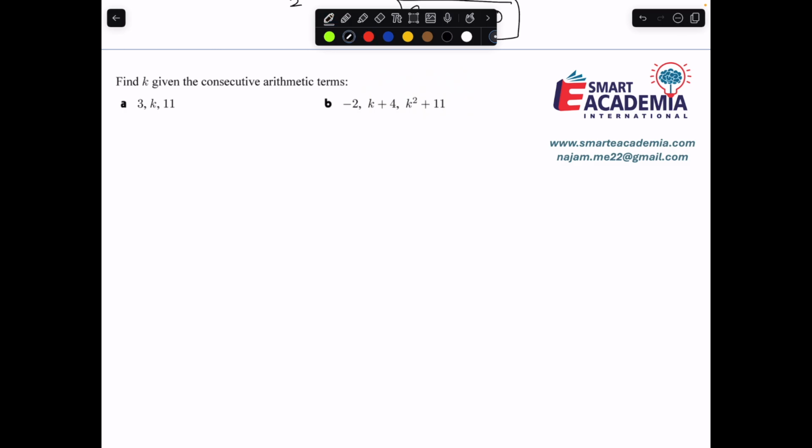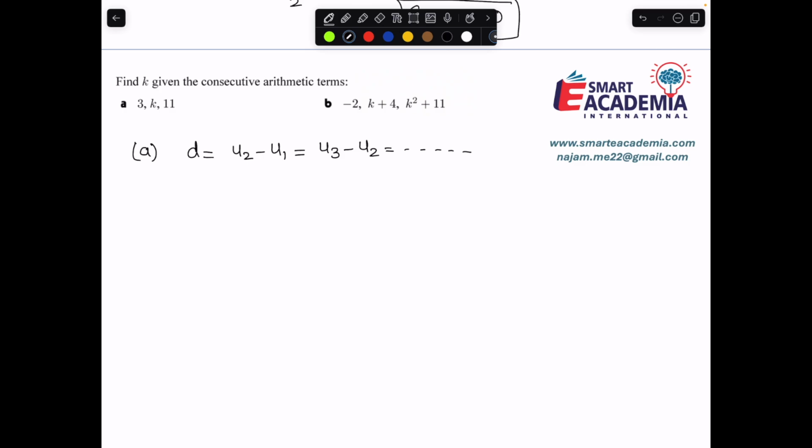Now let's try to solve another question, which is again a bit tricky but not difficult. It says find the value of k given the consecutive arithmetic terms. Now we know that these are consecutive arithmetic terms. So in order to solve this, we will use the property of arithmetic terms, which means the common difference is the same: u2 minus u1 equals u3 minus u2, and so on and so forth, any two consecutive terms. This is the property that we will use to solve this type of question.